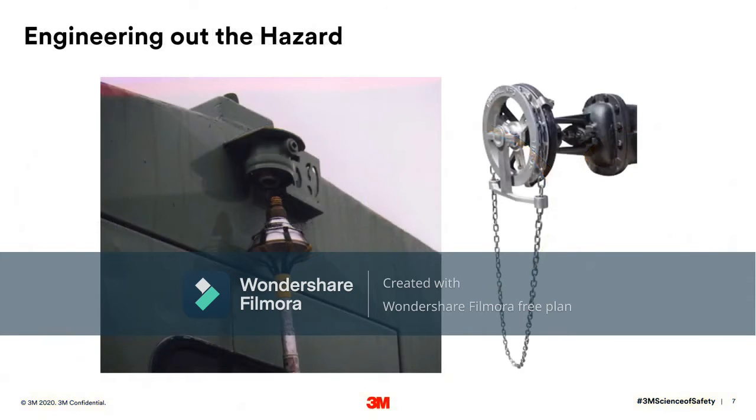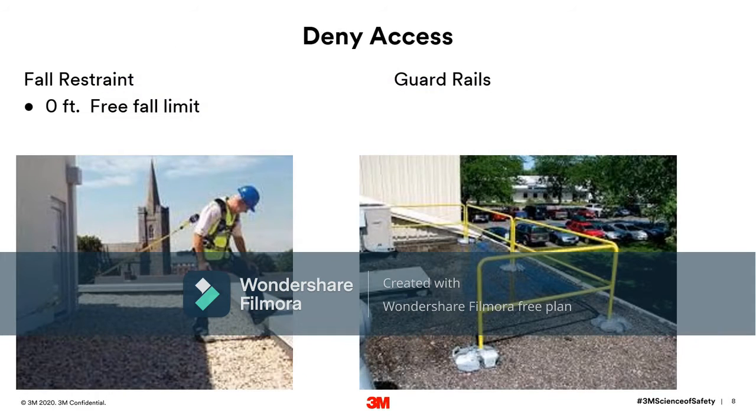Here you can see some examples of engineering out the hazard. On the left is the pole with the adapter to change a light bulb. On the right is a chain on a valve. These are examples of denying access. Guardrail systems prevent the worker from accessing the hazard, and fall restraint limits the fall distances because they can't reach the edge.